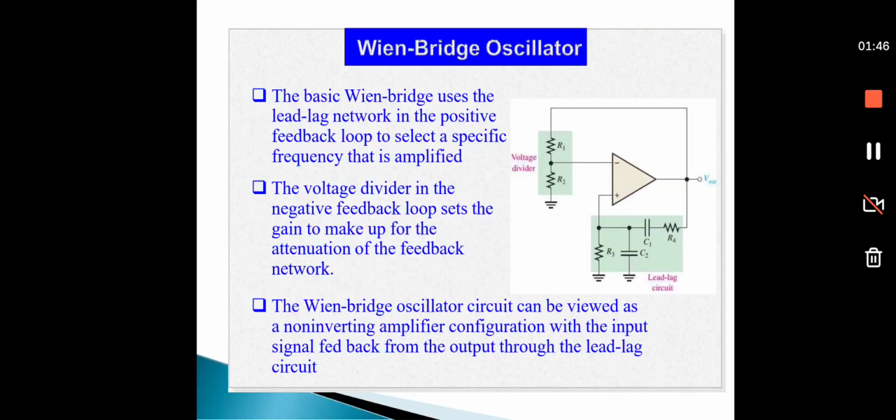This slide shows the basic Wein bridge oscillator circuit. The lead-lag network is the positive feedback loop and selects the particular frequency. The negative feedback loop contains a voltage divider. This voltage divider sets the amplifier gain to compensate for the attenuation in the feedback network.